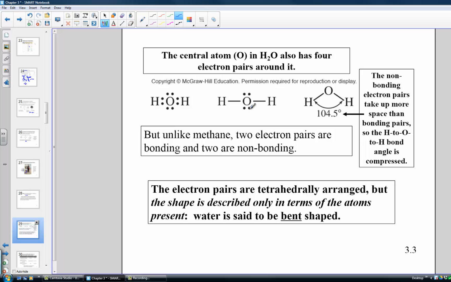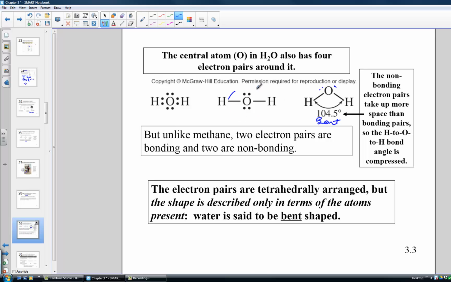The electrons around this central atom are actually farther apart if we give them 104.5 degrees between them instead of having them exactly on top and bottom. So the 2 non-bonding pairs actually take up more space than bonding pairs. And so therefore we start to compress the angle and we start to create a bent molecule. I have more space by bending the molecule than by having them straight across from one another.